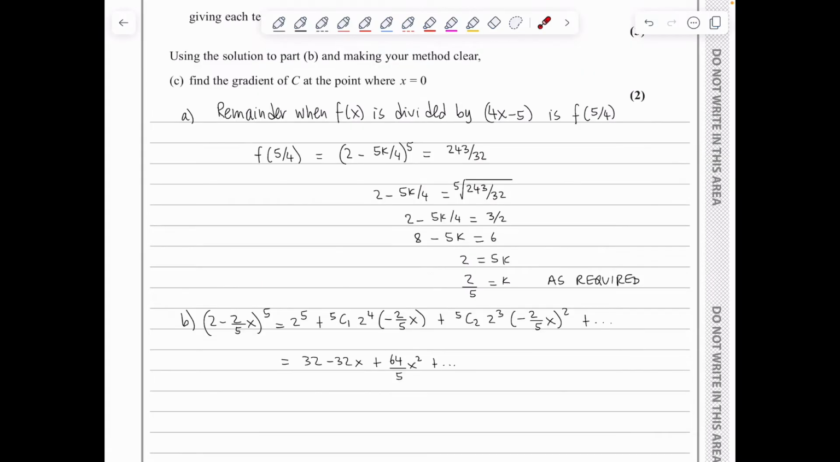And then in part C, we need to use the solution to part B and make our method clear to determine the gradient of C at the point where x is 0.